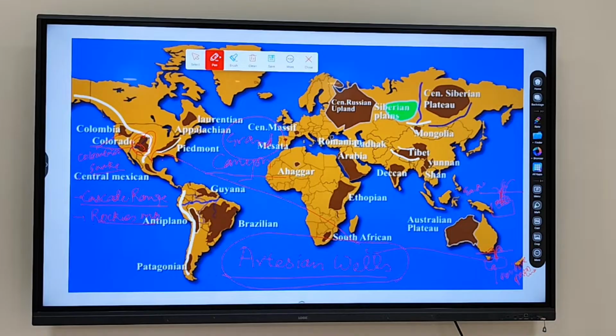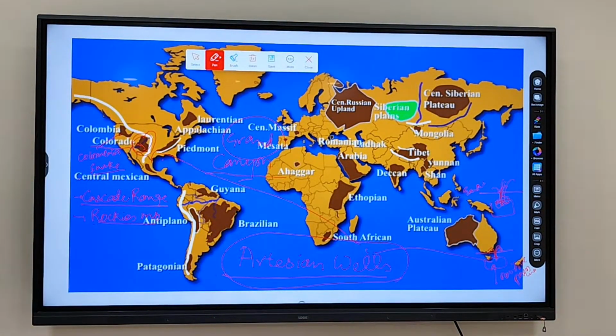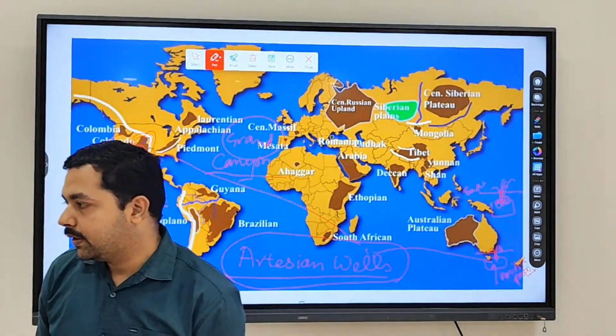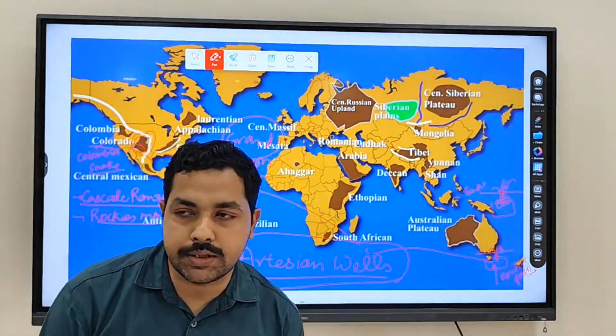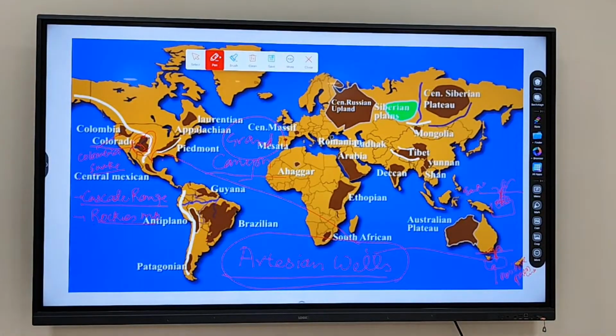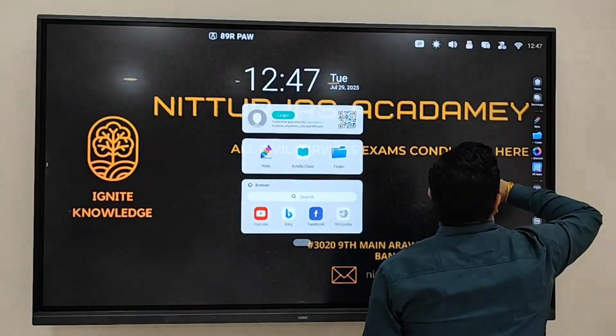Bordered by Western and Eastern Ghat. It is the largest volcanic feature on the earth, and is known for rich minerals. Clear? Next important plateau that you find is Kimberley Plateau.